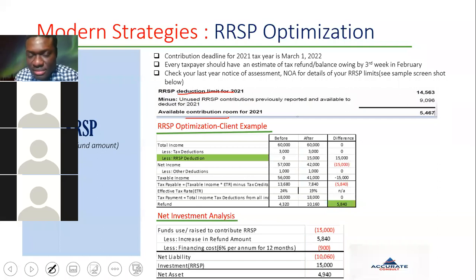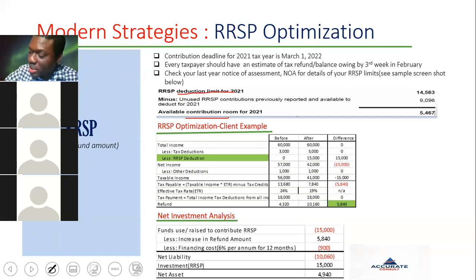Sorry, I'm still not clear on that. Let me give another example. Say your contribution room based on NOA is 3,000 for that year. And let's say you got a bonus of maybe 10,000 that went to your RRSP. How will you treat that kind of scenario?